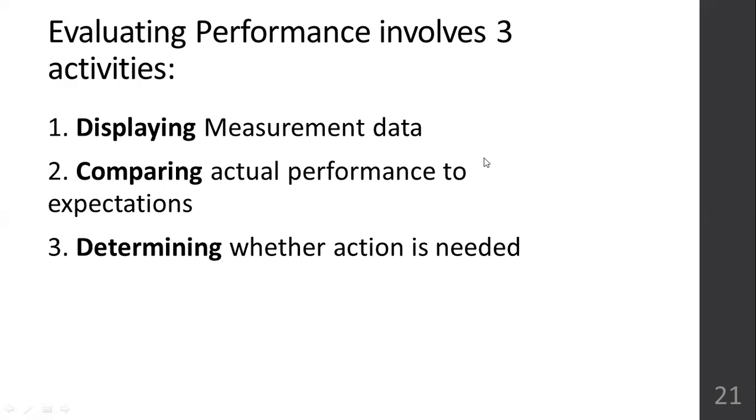Then determining whether action is required or not. When you do the comparison, if there is a huge gap between the performance and the expectation, action has to be taken. Something somewhere went wrong. That's the reason why you are very far away from the expectation or your objectives. So action needs to be taken. Otherwise, if the gap is too low or you have surpassed your expectations, then there is no action that is required. So that will be determined in the third step. Should we do something about it or should we not?